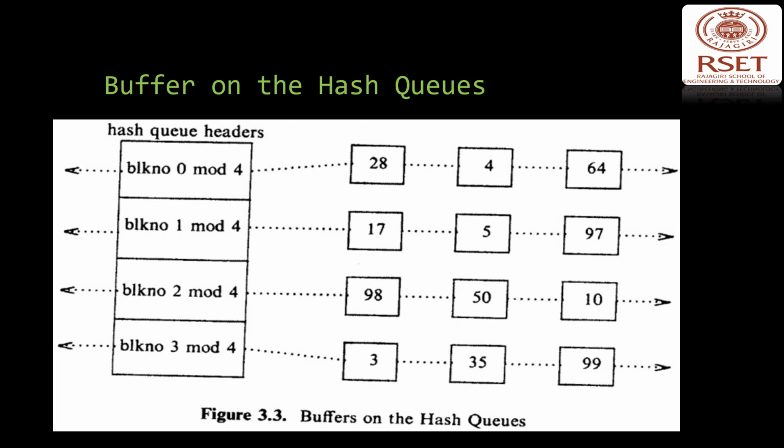As you can see in the figure, the headers of the hash queues are on the left side of the figure, and the squares on each row are the buffers on a hash queue. Therefore, the squares which are marked 28, 4, 64 represent buffers on the hash queue for block number 0 mod 4. Now the dotted lines between the buffers represent the forward and backward pointers for the hash queue. Okay. Now the figure identifies blocks only by their block number, and the hash function depends only on the block number being used. Hope this is clear.